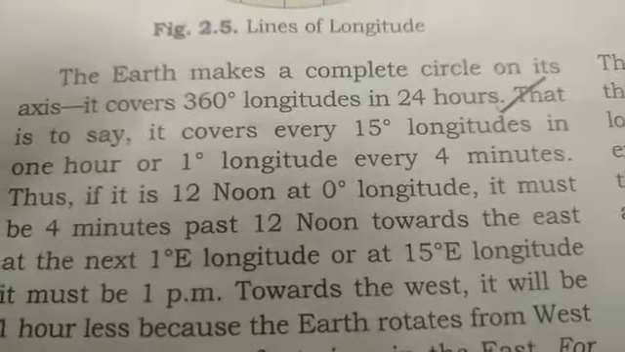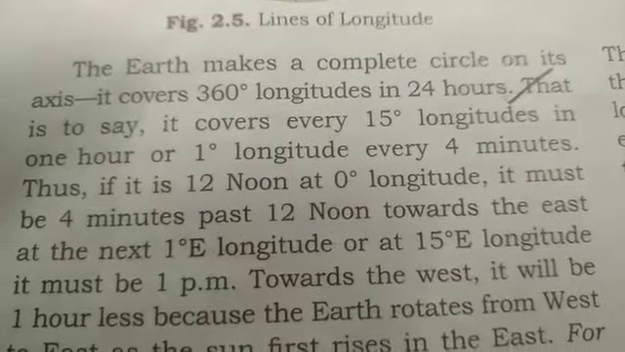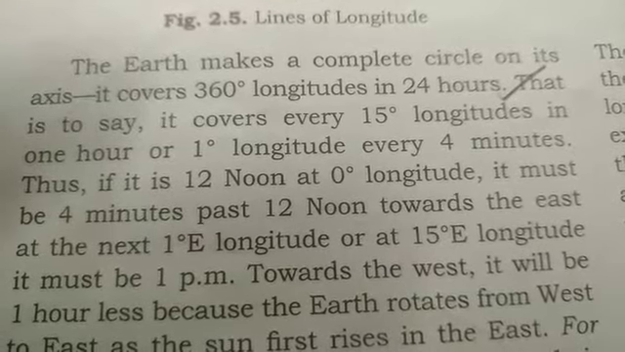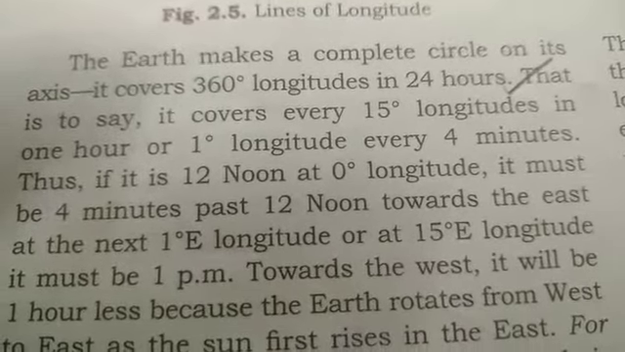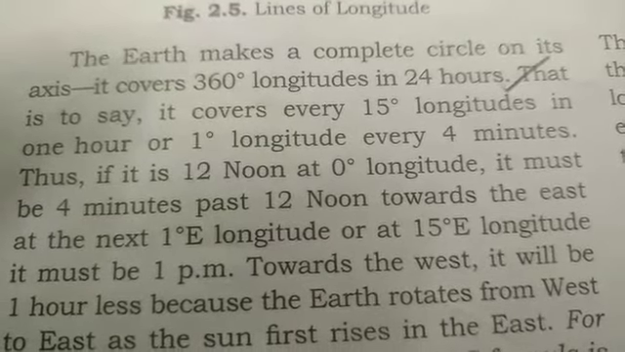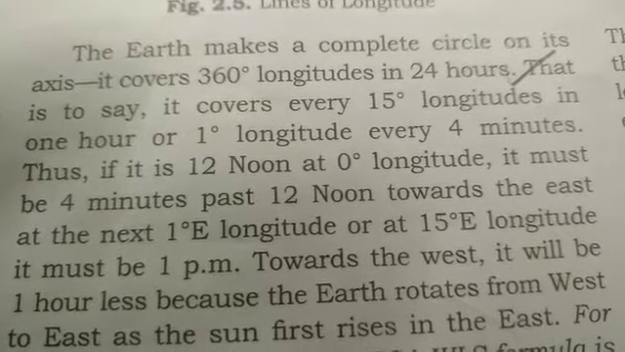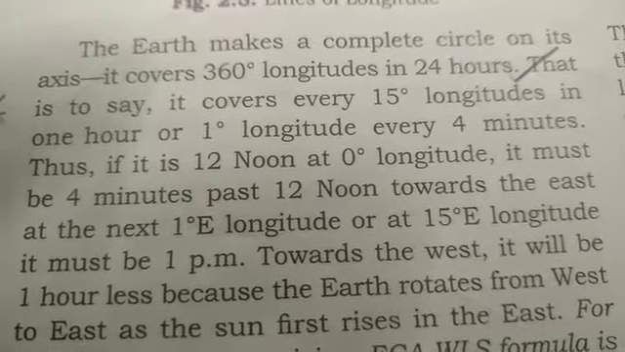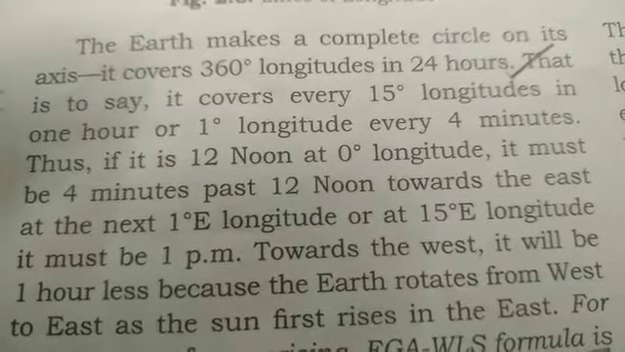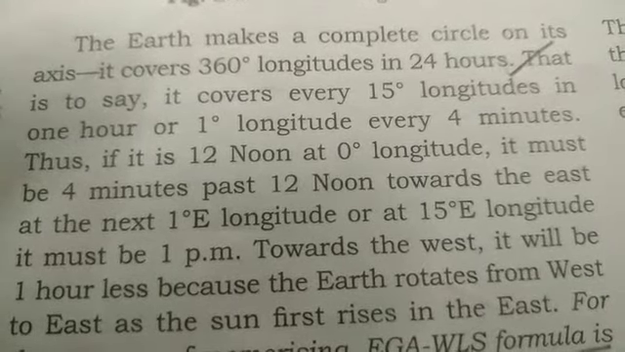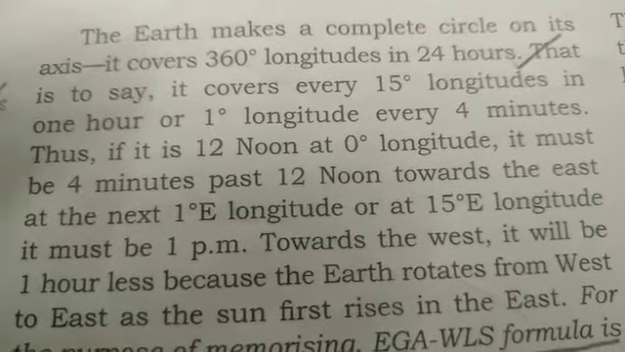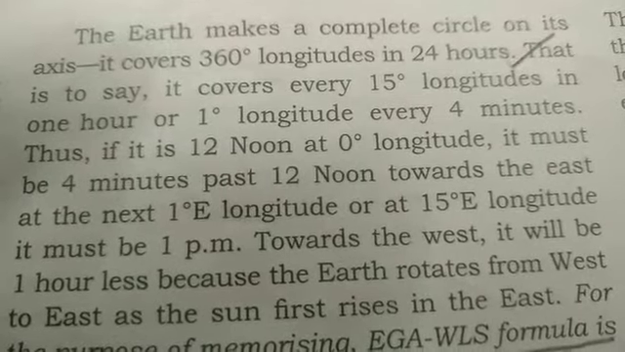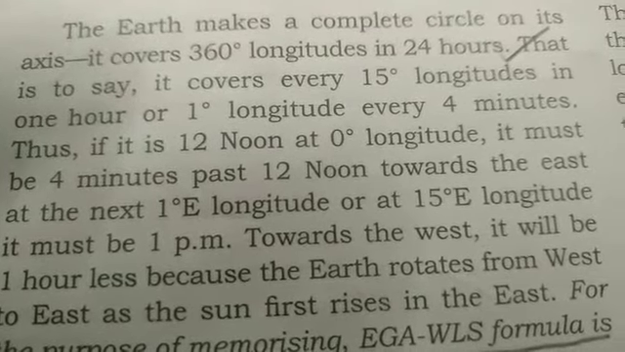The Earth makes a complete circle on its axis. It covers 360 longitudes in 24 hours. That is to say, it covers every 15 longitudes in 1 hour. So if you divide the 360 by 24, you will get 15 as your product. And this 15-degree longitude is covered in 1 hour. So you can see 1 degree longitude in every 4 minutes.